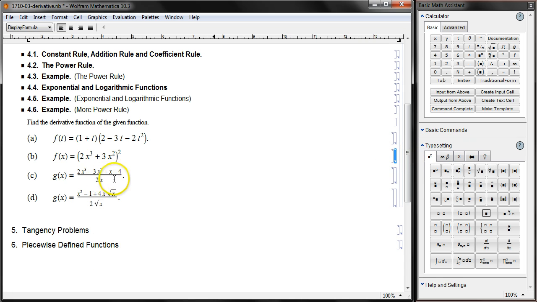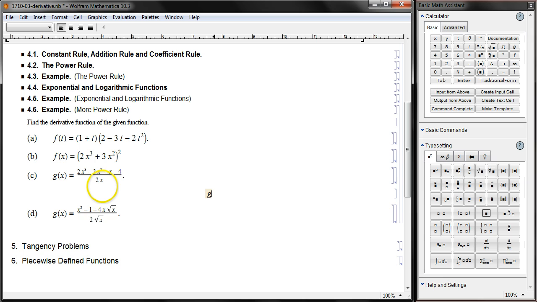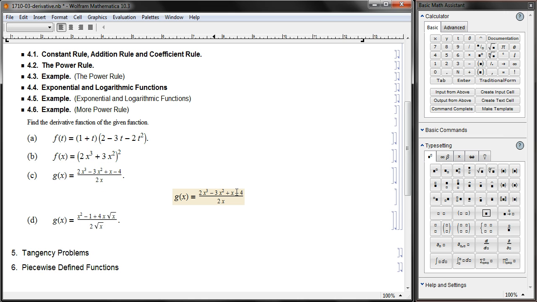Okay, how about something like this? Again, the last thing you should be doing is taking the derivative of the numerator and taking the derivative of the denominator separately. It's exactly the same mistake as doing this and that separately. It doesn't work like that. This is how I would do it. Separate the numerator.